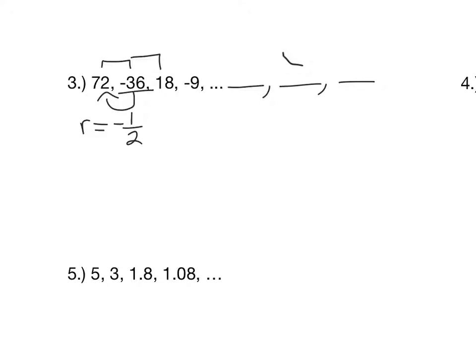So negative 9 times negative 1/2 is 4.5. If we multiply that by negative 1/2, we'd get negative 2.25. And if we multiply that by negative 1/2, we'd get positive 1.125.